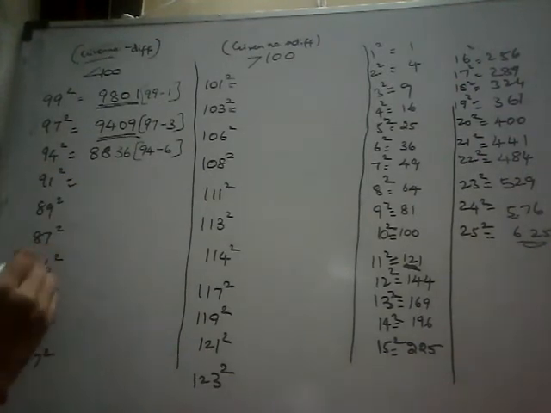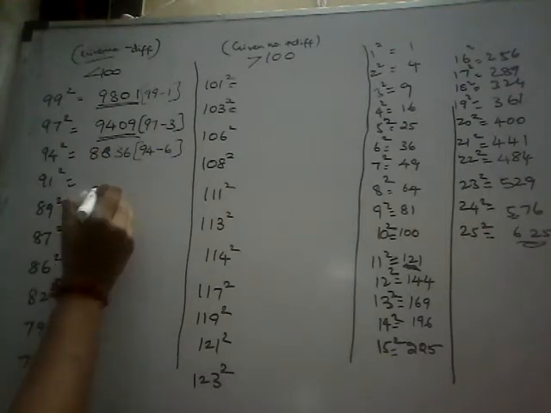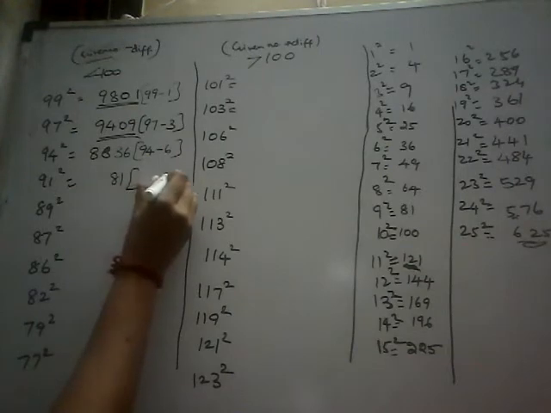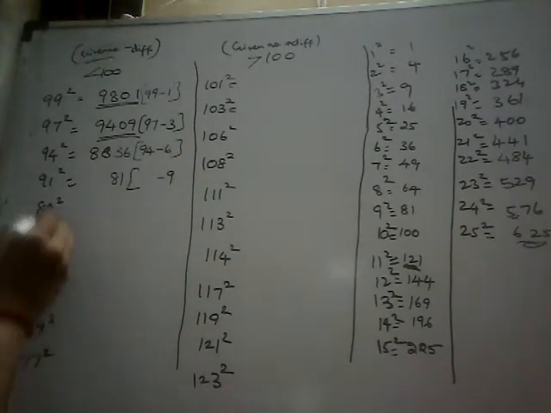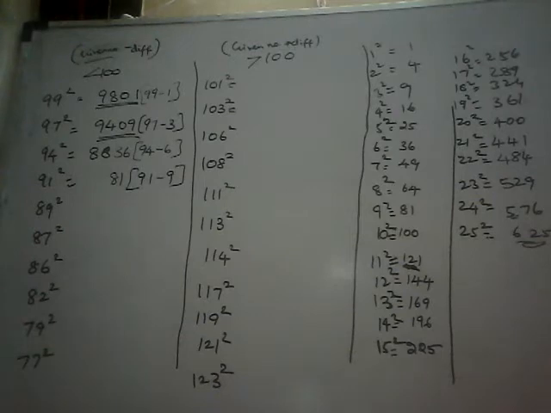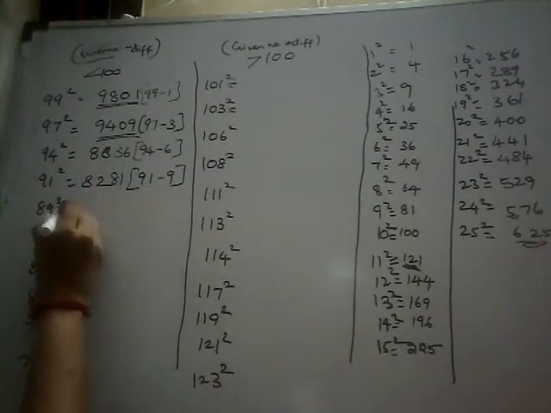Okay. Again 91 squared. What is 91 squared? How much is the difference from 100? That is 9. So 9 squared is 81. So the difference is 9. Subtract it from this 91. What is 91 minus 9? That is 82.